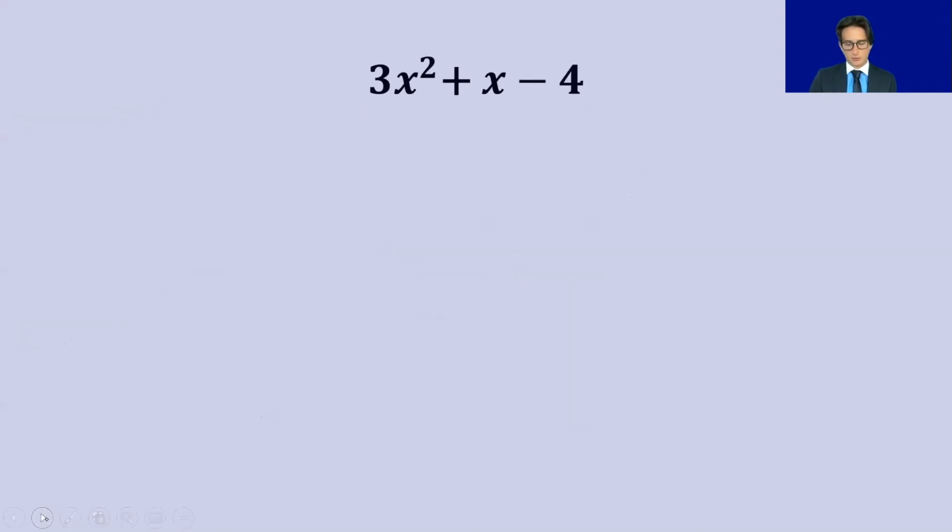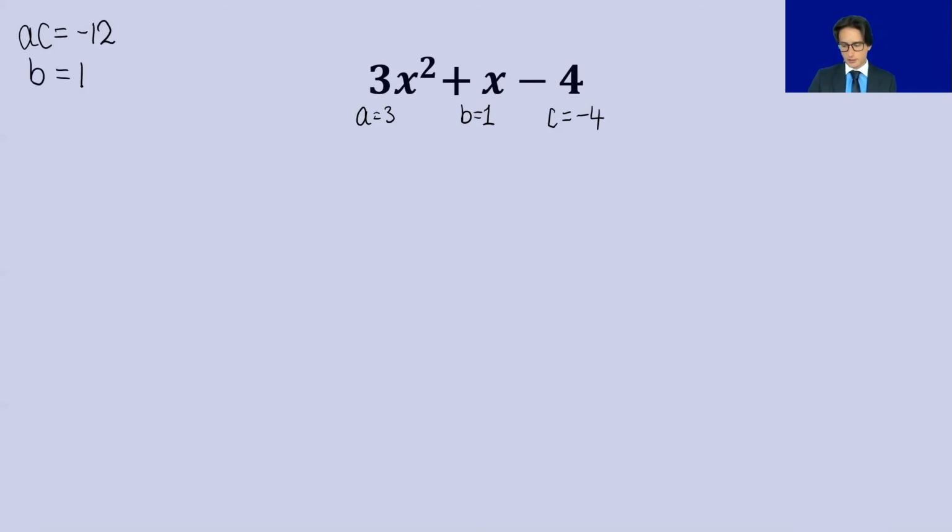Let's have a little look at this one. So this time we've got to be really careful with the minus signs. a is 3, b is 1, b is not x, it's still 1x. So b is 1, and c is minus 4. That minus is attached to the 4. AC is minus 12, b is 1.